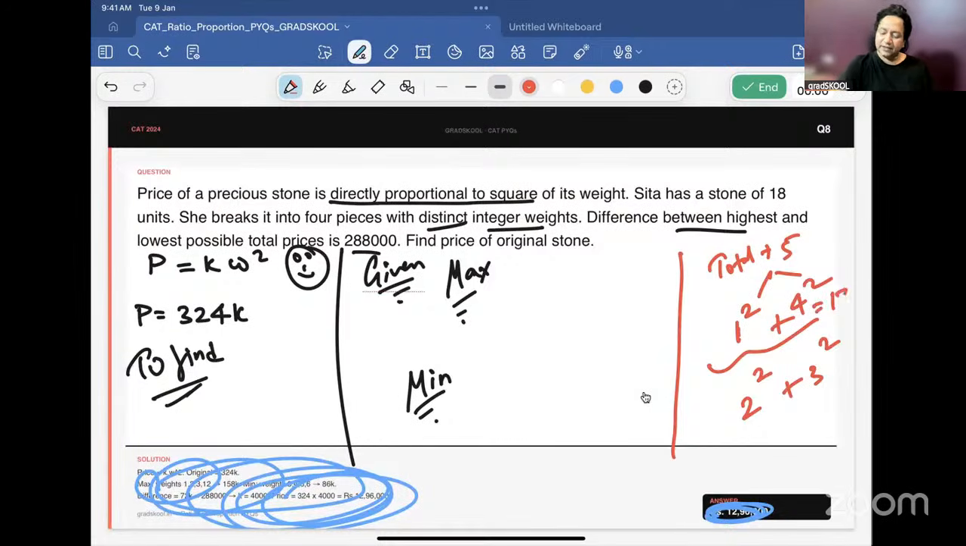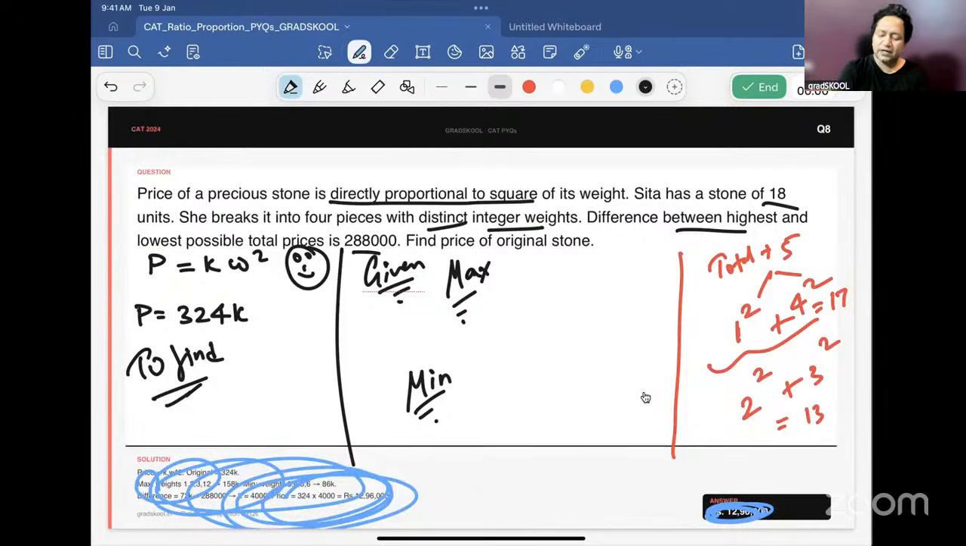16 plus 1 is 17. This is 4 plus 9, 13. So what do I see here? I see that when things are as far apart as possible, the sum of their squares is more than when things are as close as possible. Did you understand that? So for the maximum value, I need to have things as far apart as possible. And why is it happening? Because it's a square. Essentially, there is one weight which should be very high because the square increases the value a lot. So if I have 18 units overall, the best way to break it is to keep the smallest ones as low as possible because they're distinct.